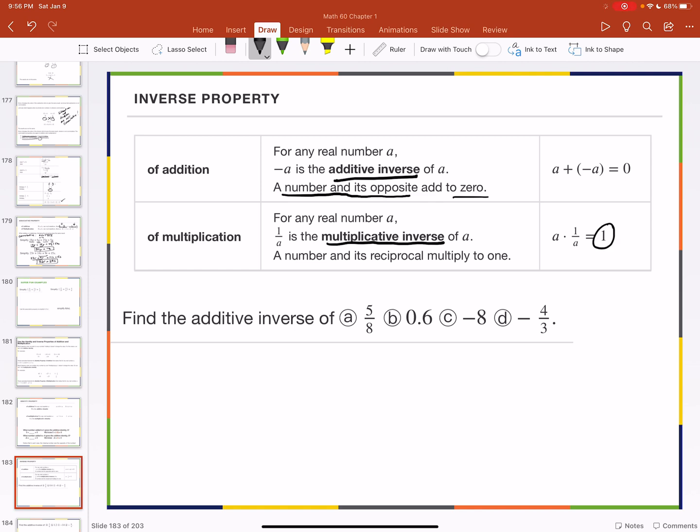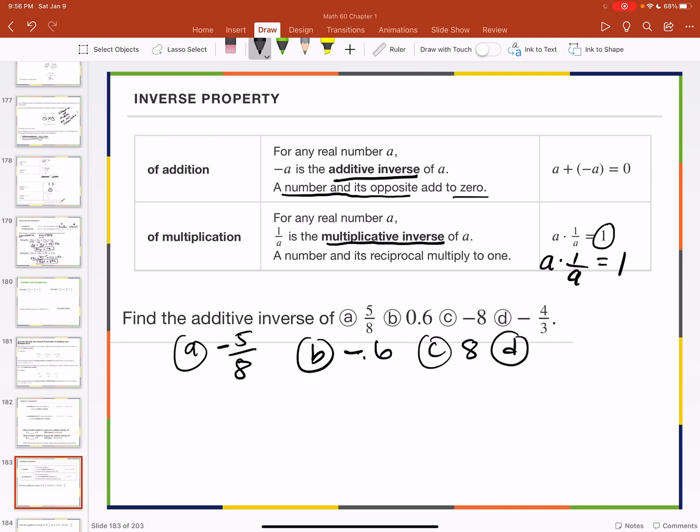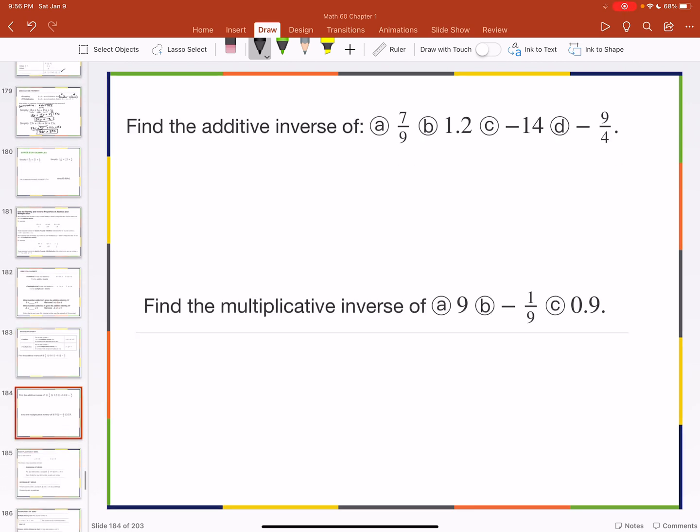Remember that that's 1. So any number times its reciprocal is equal to 1. So the additive inverse of 5/8 is going to be negative 5/8. It's just the opposite. The additive inverse of 0.6 will be negative 0.6. The additive inverse of negative 8 is positive 8. And the additive inverse of negative 4/3 will be positive 4/3. So notice that it's the opposite, so the signs change.